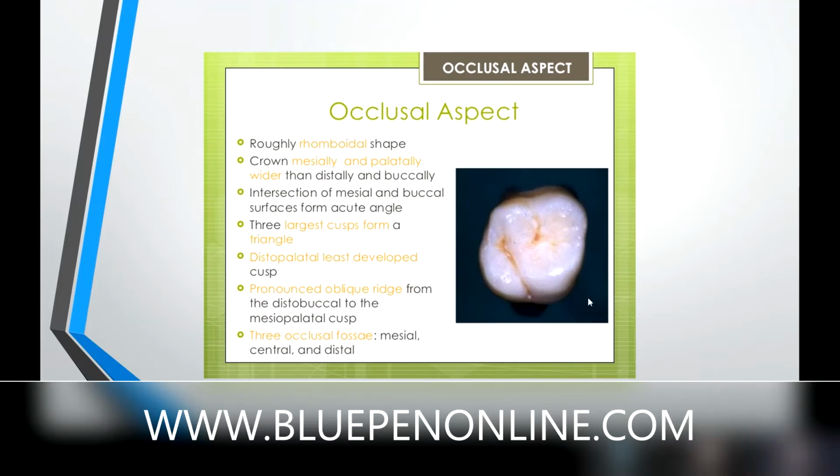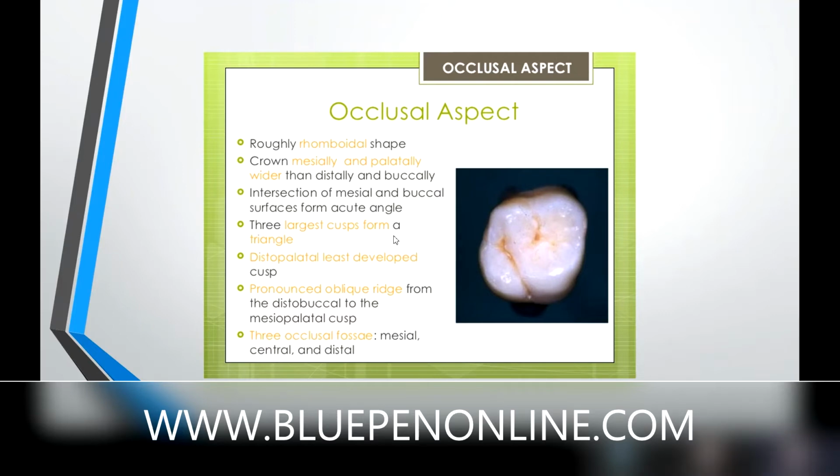Mesial side, palatal side. Buccal side, distal side, correct? Yes, ma'am. So distobuccal is narrow. Mesopalatal is wider. The intersection of the mesial and buccal surface forms an acute angle. Mesial, buccal, this is an acute angle.